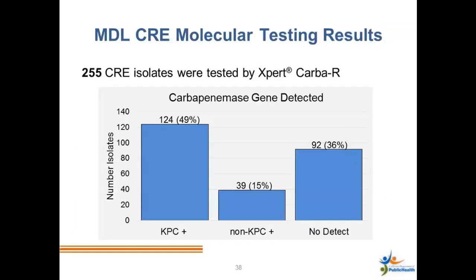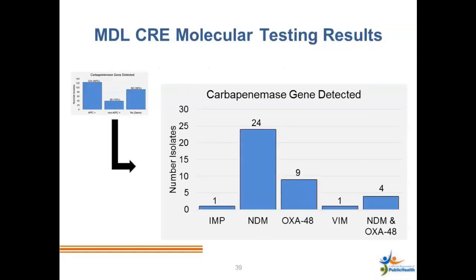A total of 255 CRE were tested by the Xpert Carba-R at MDL. 124 of these were positive for the carbapenemase gene KPC, and 39 were non-KPC CRE. Those 39 isolates were positive for IMP, NDM, OXA-48, and VIM. 4 of the isolates encoded both NDM and OXA-48.